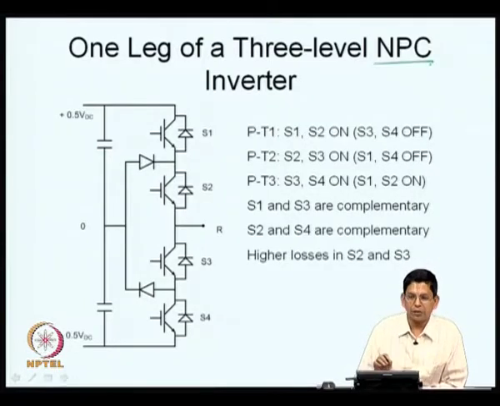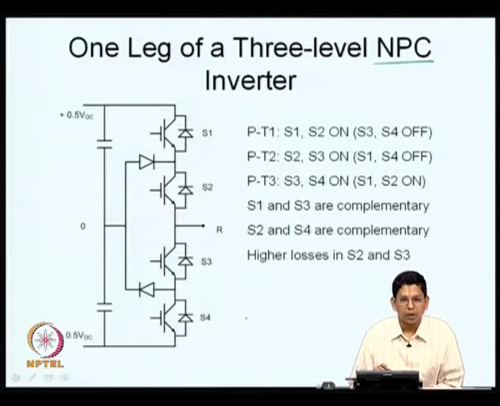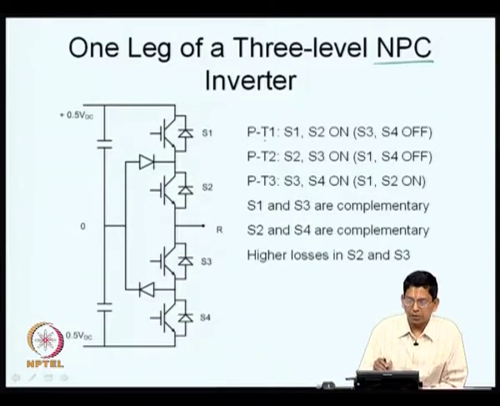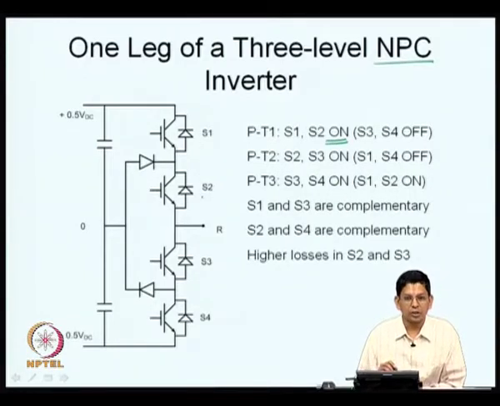NPC is the abbreviation for neutral point clamped inverter. Now, let us say pole P is connected to throw T1, that is the first state. In that case, S1 and S2, the top 2 devices, are in the on state. So, it also means that S3 and S4, the bottom 2 devices, are in the off state. S4 has to be off, S3 also has to be off. If S3 is not off, then there is a possibility that the pole may get connected to 0, right.